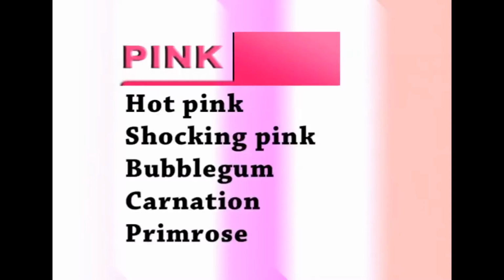Now we move on to pink. Pink in general is interpreted as warm or hot color. The hues come from the longer wavelengths of the spectrum. Colors from this area of the palette include pink, rose, magenta, mauve, fuchsia, hot pink, shocking pink, bubblegum, carnation, primrose, petal pink, blush, peony and powder.